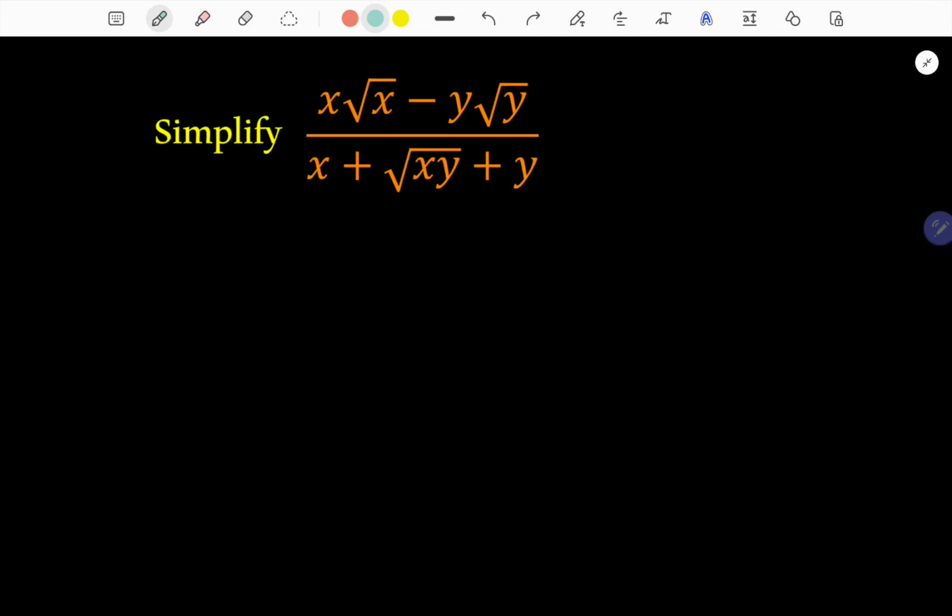Hello everyone, here we have a fractional problem in which we have to simplify this relation. There are many ways to solve this particular problem, but we will choose the method of rationalization. We will apply the rationalization on the denominator. Let's move towards the solution.